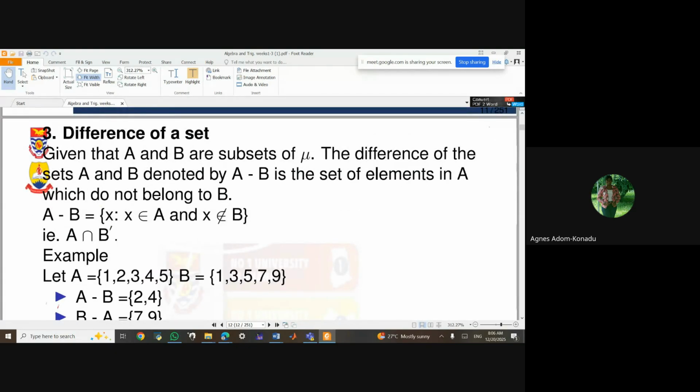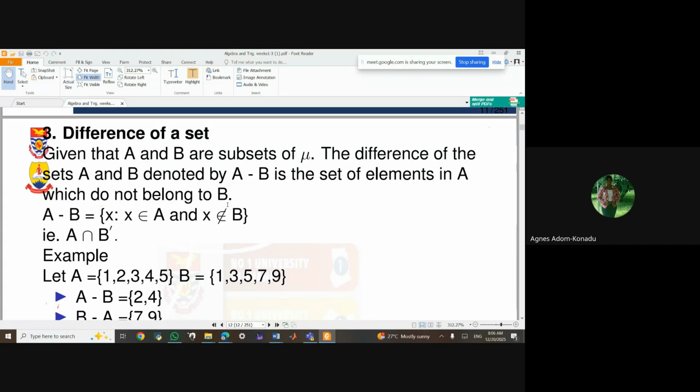Okay, so the next thing we want to look at is difference of a set. Given that A and B are subsets of U, where U is the universal set, so I have a universal set, then I have two sets A and B. They are also in U. Now the difference of the sets A and B, denoted like this, is a set of elements in A which do not belong to B.